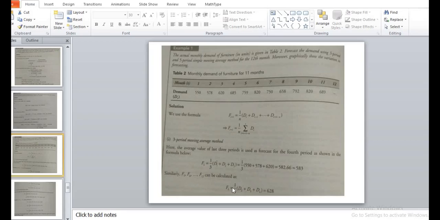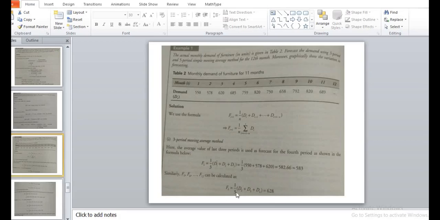Similarly for the 5th month, we consider the recent data. For 5th month we consider the 4th, 3rd and 2nd month data. For the 3-point method we consider 3-month data, but it is the most recent data to the forecasting month. So we use the 2nd, 3rd, and 4th month demand values, and that will be calculated as 628.